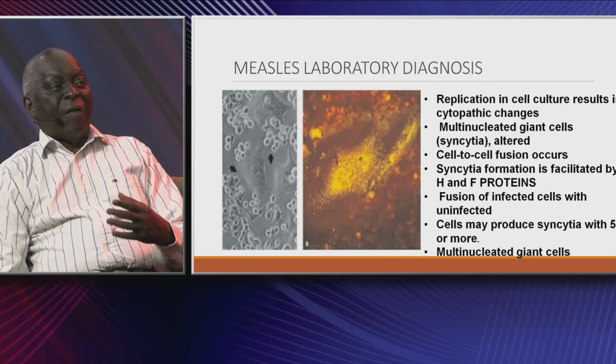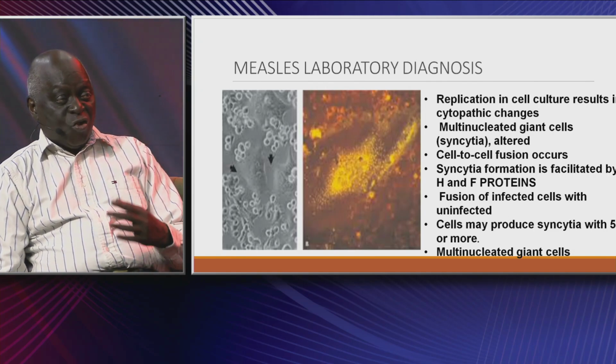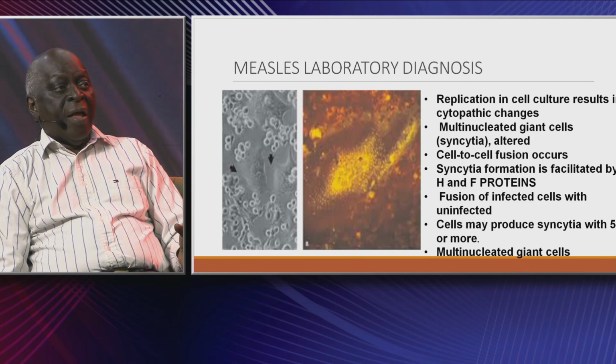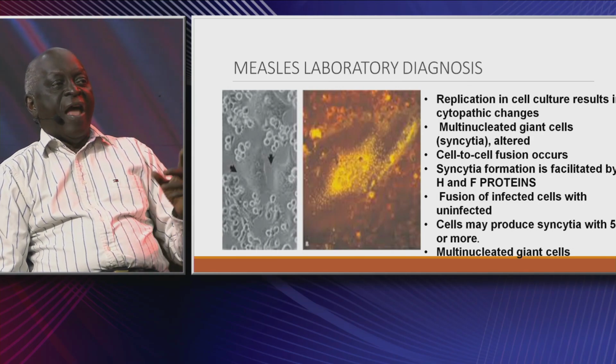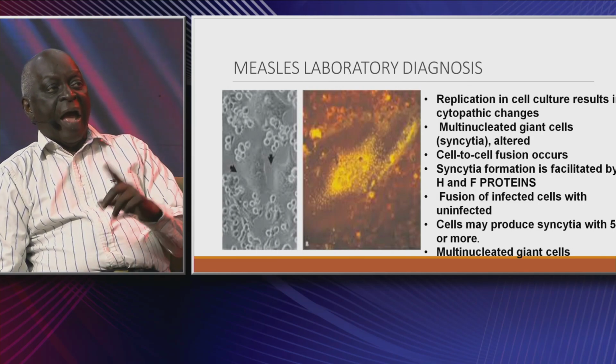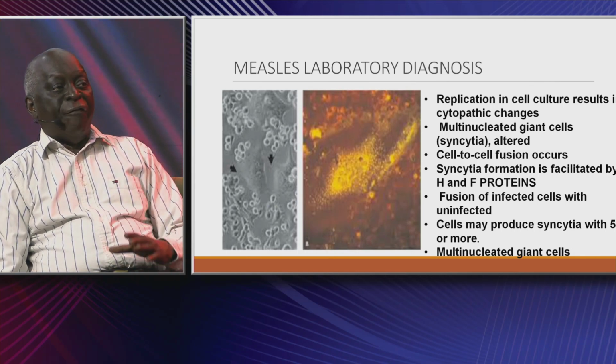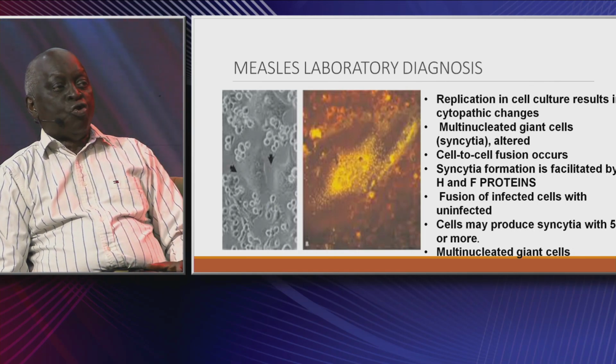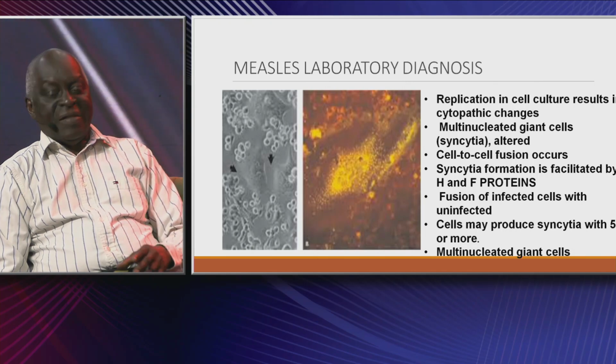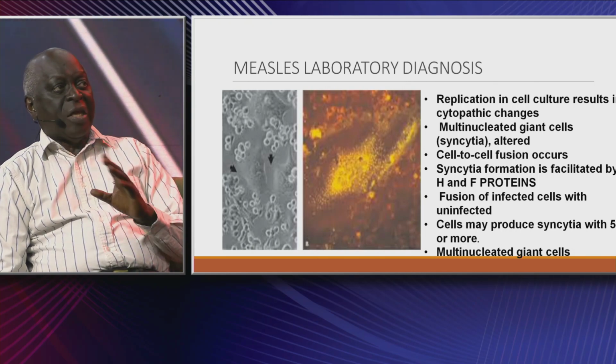There is cell-to-cell fusion, which occurs in the form of syncytia formation. This is facilitated by a combination of the H and the F protein, the hemagglutinin and the fusion protein. Fusion of infected cells with uninfected cells may produce what we know as the multinucleated giant cell. Again, you can't miss it with measles.